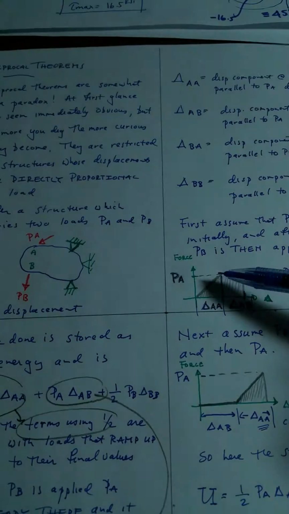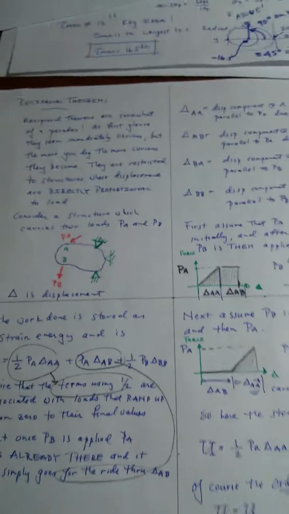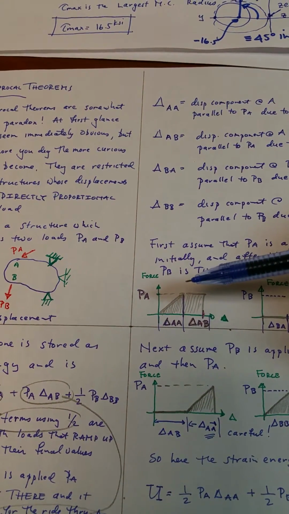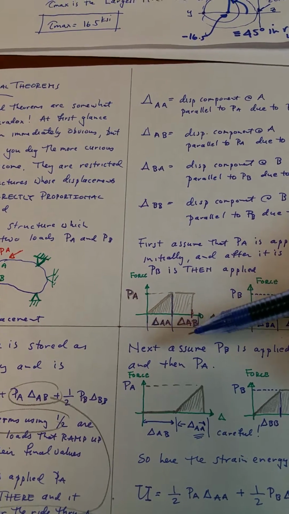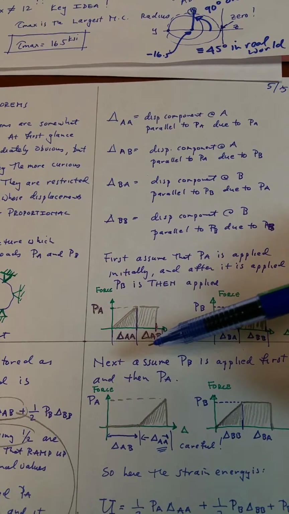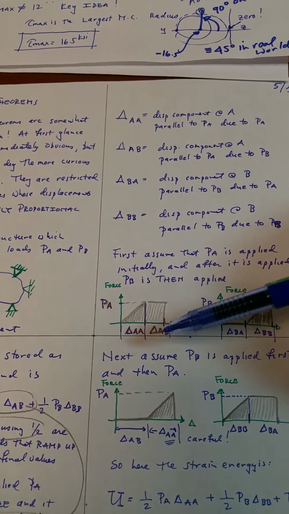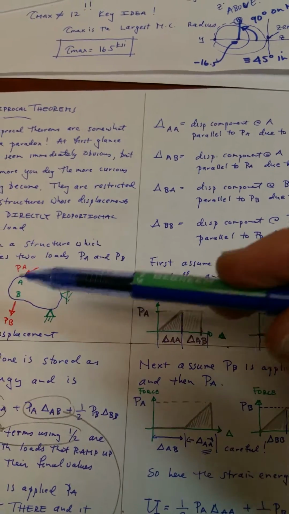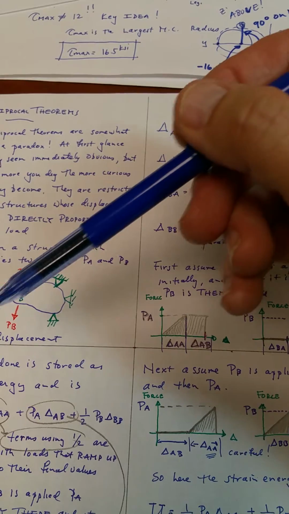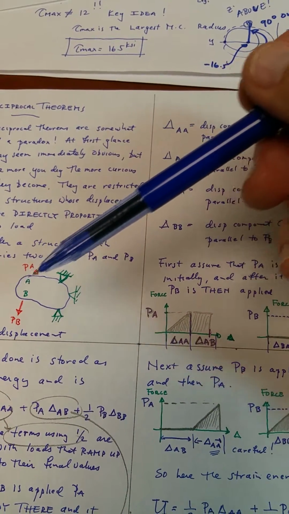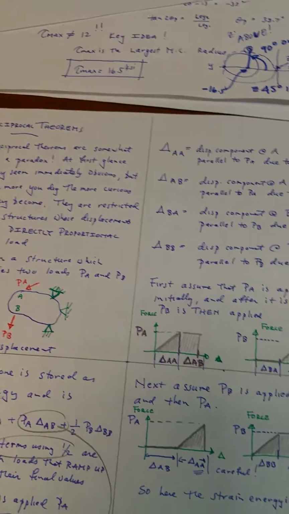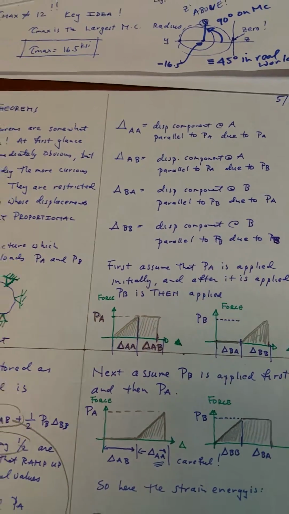The load is applied slowly, and then we have PA applied. This one is a little trickier now. Now we're looking at delta AB. It's the displacement component at A due to the load at B. So what's happening? PA is going for a ride now. It's sliding along, and that's why I was fussy about the direction of the component. PA is sliding along in this direction due to the load PB. So that's why it's a rectangle here.